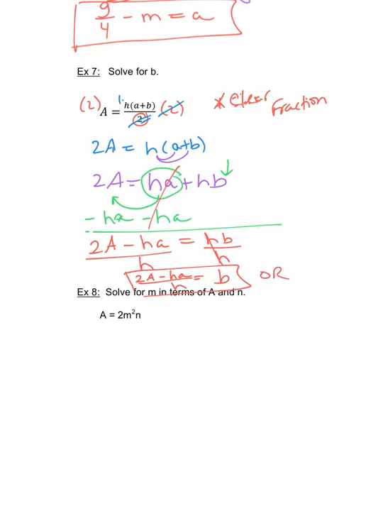Or, if you simplified it, the 2A is being divided by h, which is just 2A over h. And then the ha is being divided by h, so that's going to be just minus a. That's the other possible answer.